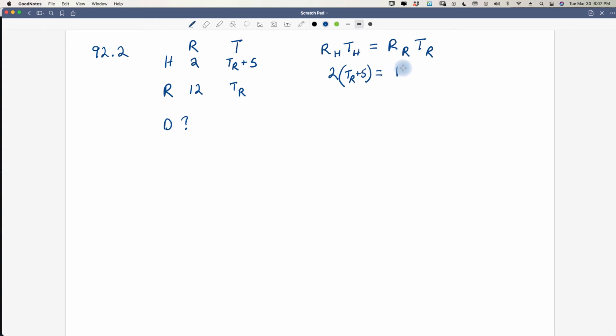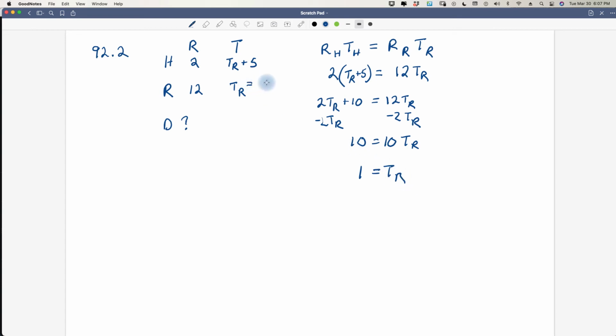The rate of the ride was 12, but we don't know the time of the ride. Okay, so now we can distribute. We get 2 times the time of the ride plus 10 equals 12 times the time of the ride. So if we subtract 2 TR from both sides, we get 10 equals 10 TR. So if we divide both sides by 10, 1 is the time of the ride.